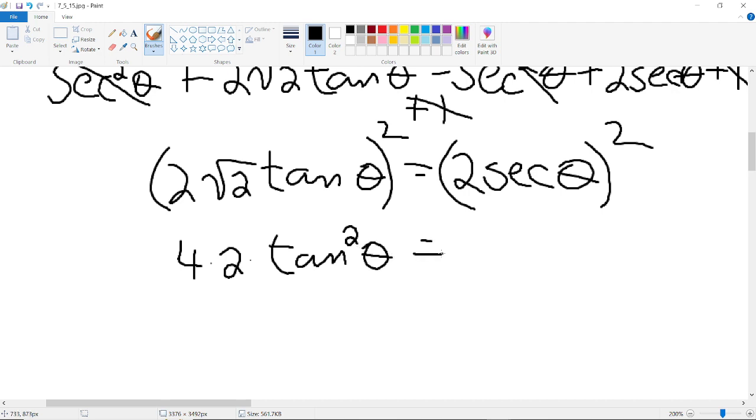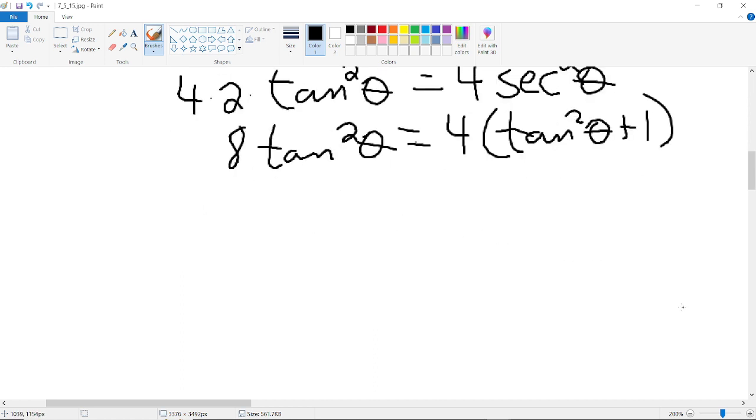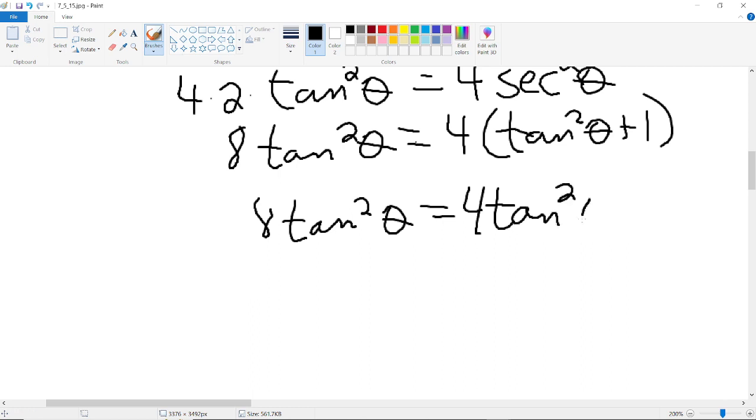equals 2 squared is 4, secant squared theta. 4 times 2 is 8, so I get 8 tangent squared theta equals, well, secant squared is tangent squared plus 1. So 4 times tangent squared theta plus 1. I'm just using an identity there. So I get 8 tangent squared theta equals 4 tangent squared theta plus 4 times 1 is 4.